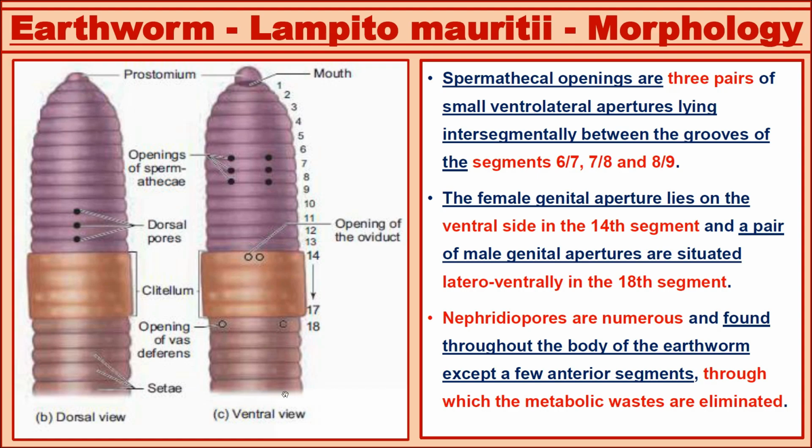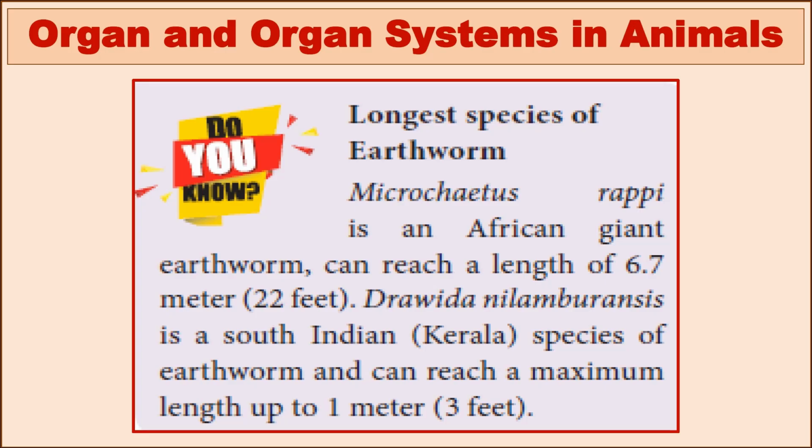Nephridiopores are also numerous, and they are found throughout the body of the earthworm except in a few anterior segments. Through these nephridiopores, they eliminate their metabolic waste.